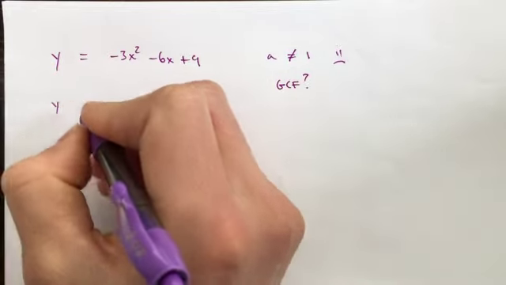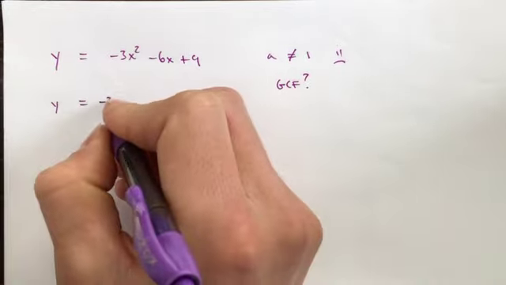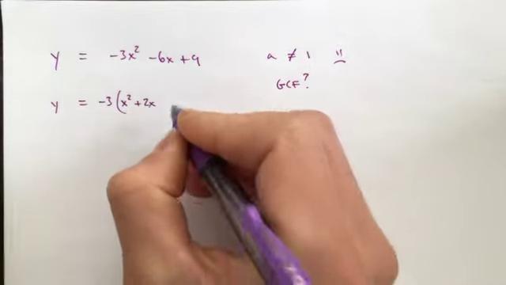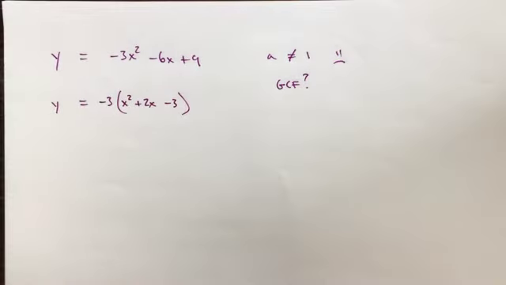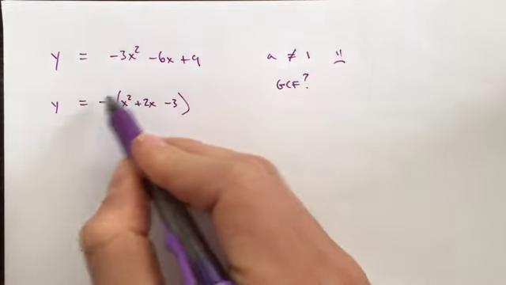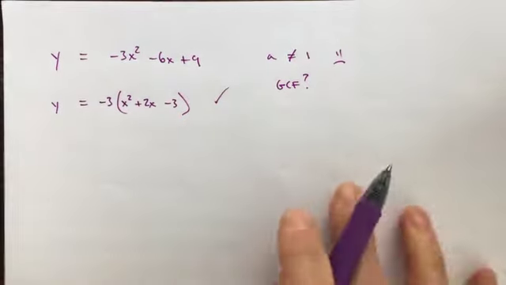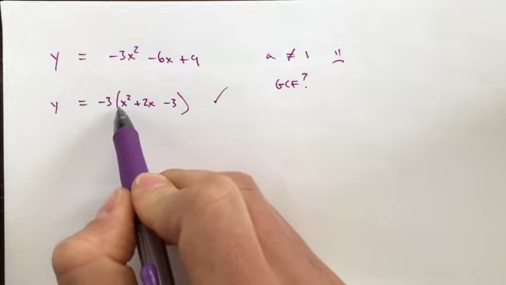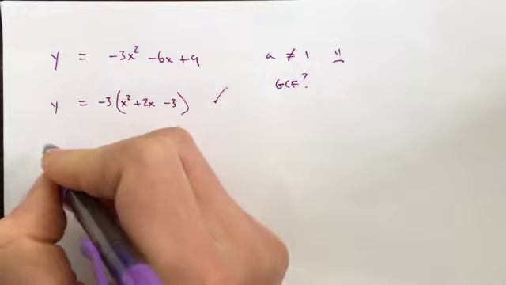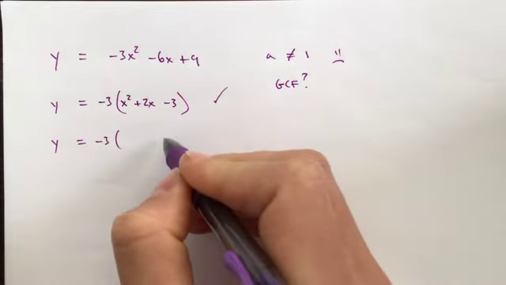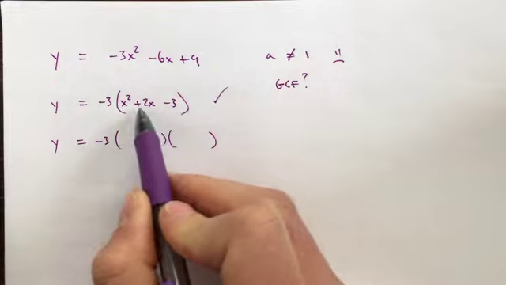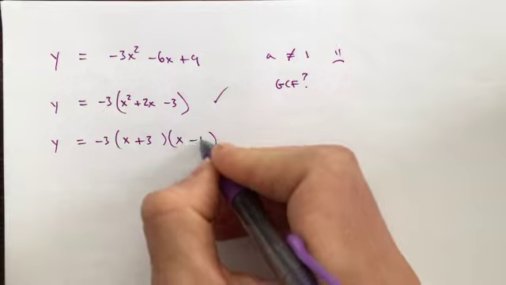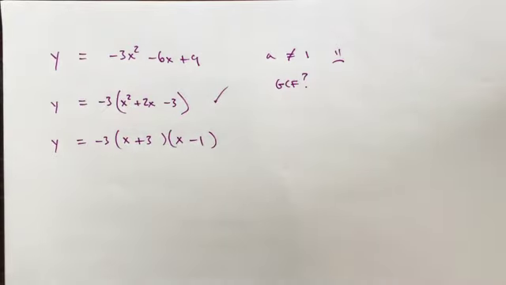So what I'm going to do is first factor out the negative 3. That would be negative 3, and what's left is x squared plus 2x minus 3. That would give negative 3x squared minus 6x plus 9, so that's correct. Now, hopefully what's left is a nice quadratic, and it is because I've got a coefficient of 1 now. I'm just going to leave the negative 3 out front and see if I can find two numbers that multiply to negative 3 and add to 2. I can. It's x plus 3 and x minus 1. And so this is my factorization.